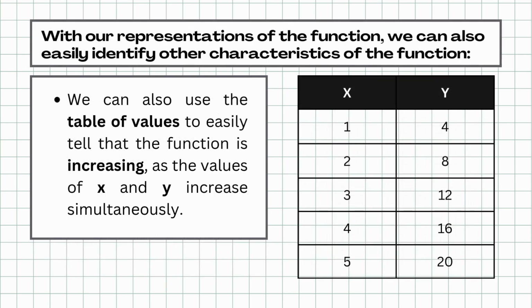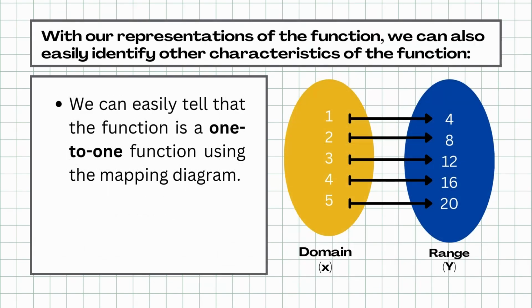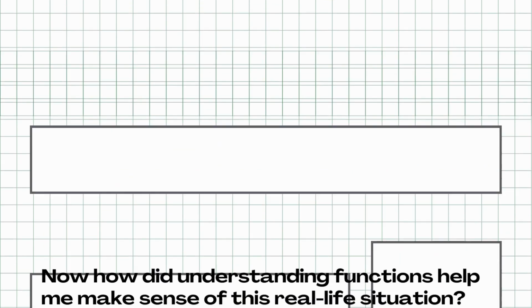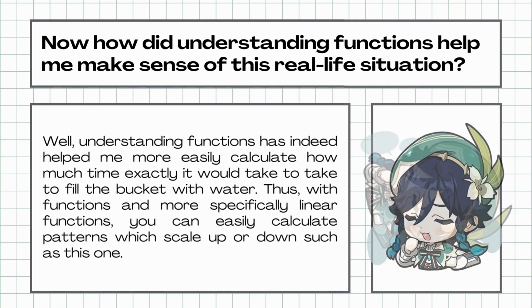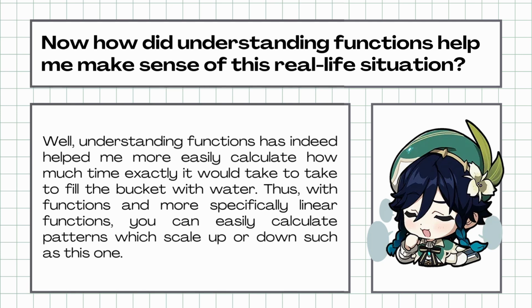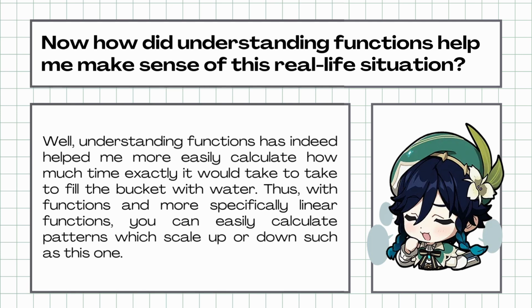We can tell that the function is increasing using the graph as the line follows the increasing values. We can also use the table of values to easily tell that the function is increasing as the values of both x and y increase simultaneously on the table. You can easily tell that the function is one-to-one using the mapping diagram. Now, how did understanding functions help me make sense of this real-life situation? Well, understanding functions has indeed helped me more easily calculate how much time exactly it would take to fill the bucket of water.